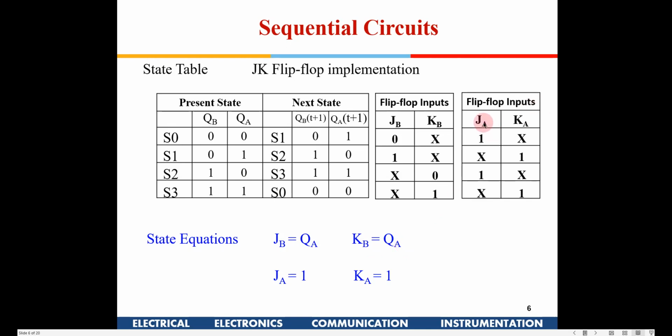Now if you see here, it is 1x, 1x. So I can put these don't cares as 1, so this entire thing becomes 1. Similarly K is also x, I don't care. So if I put 1 1 here, the entire thing becomes 1. So JA is equal to 1 and KA is equal to 1.